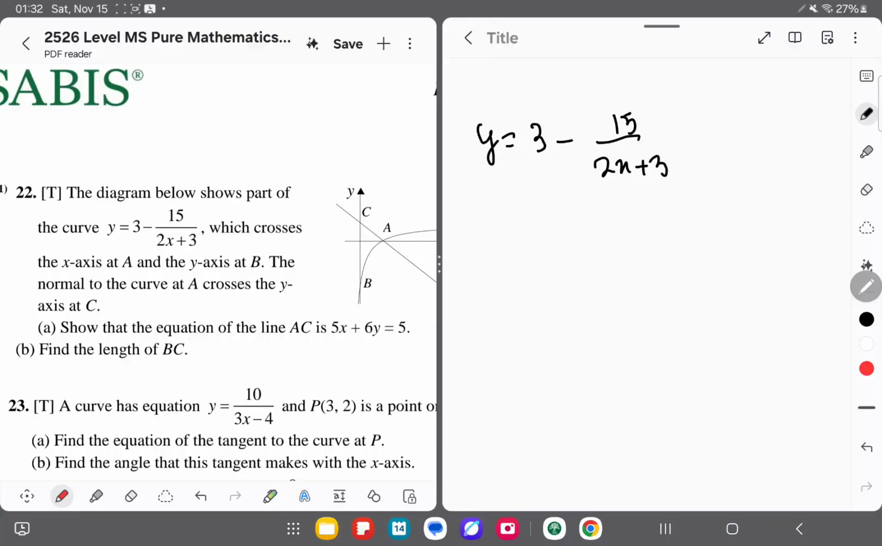Now first we have to get the equation of the tangent. In order to do that, we must do y prime, and y prime, I guess, will be equal to, we just discard the constant. We have to use the chain rule here, so let me just rearrange this first.